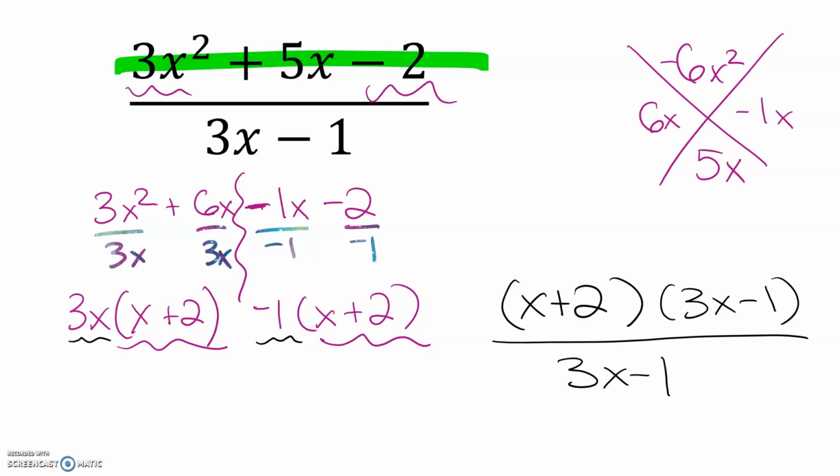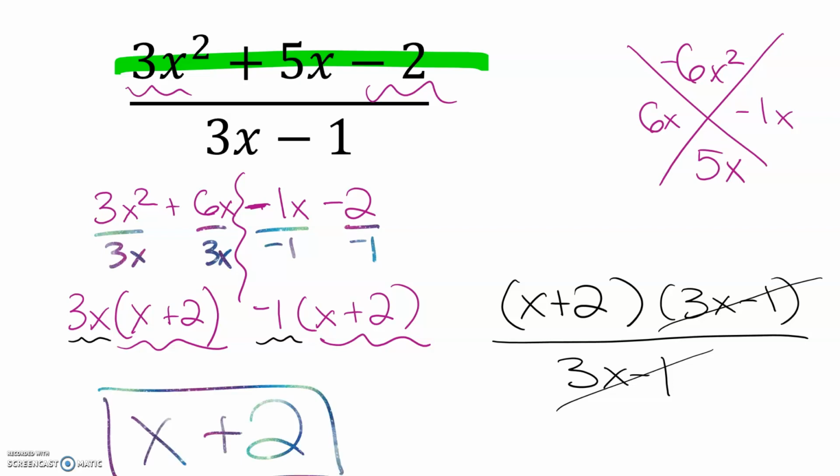And this is what I was hinting at earlier. Notice, if I'm going to be able to cancel, one of the factors would have to be 3x minus 1. And in this case it was, so I cross it out. And my final answer is x plus 2. Sorry, I almost read that backwards. My final answer is x plus 2.